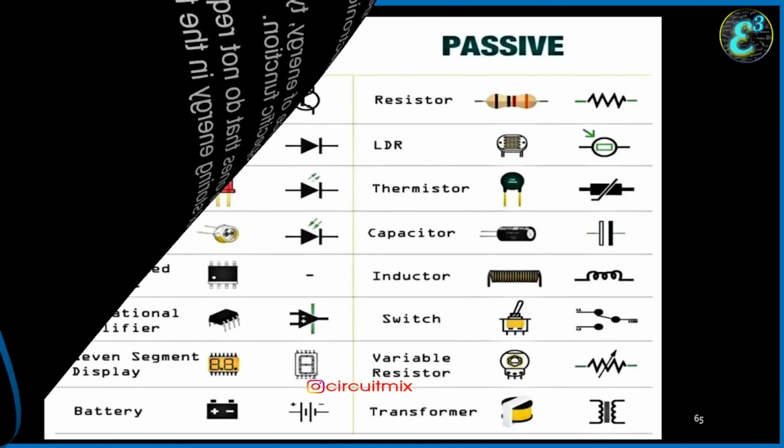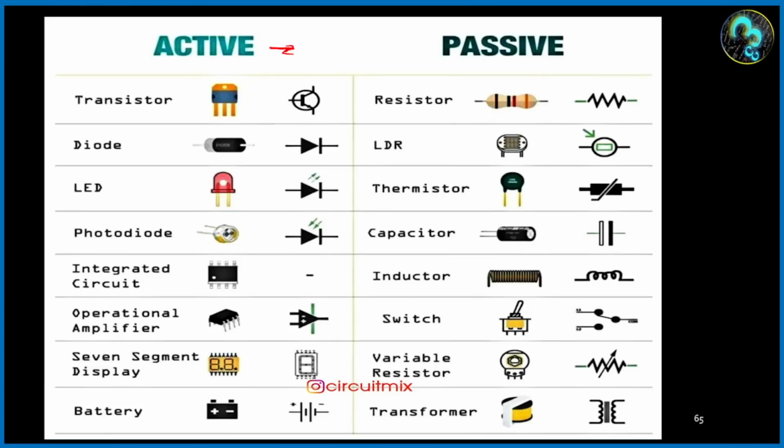No? So dito natin yung chart. So our active components will be our transistor, diode, LED, photodiode, IC, op-amps, the 7-segment display or the BCD, no? Then we have the battery, while the passive naman is the resistor, the LDR, the thermistor, capacitor, inductor, switch, variable resistors, and transformers. Okay, no?